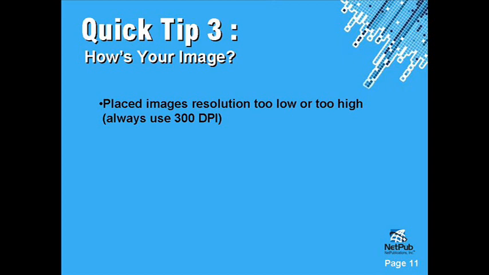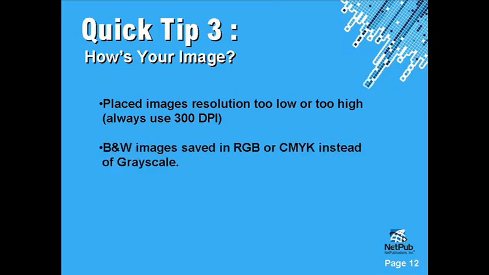Also, because the resolution is too low, at 72 or 100 dpi, images downloaded from the internet do not print clearly. Black and white images saved in RGB or CMYK instead of grayscale will print with some color if they're not saved as grayscale. Images in the wrong file format, JPEGs, GIFs, we suggest that you use TIFFs.